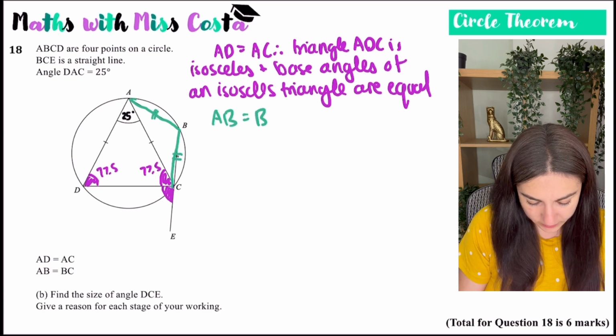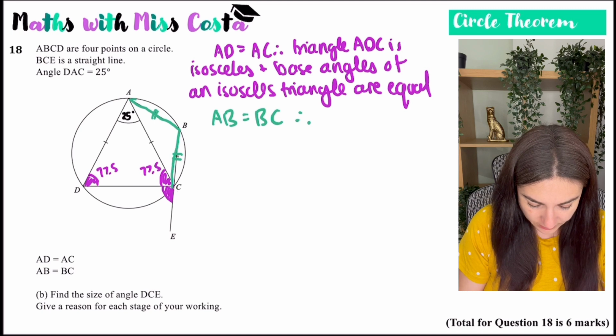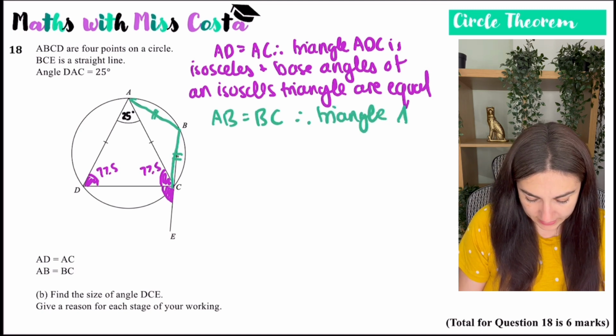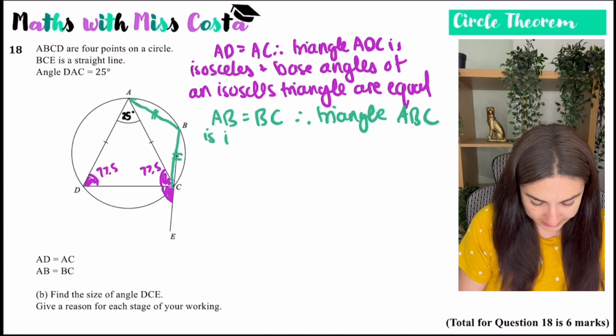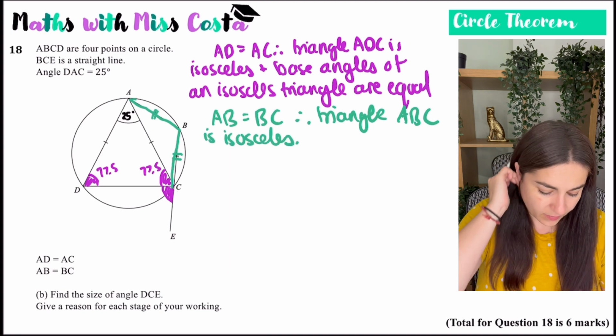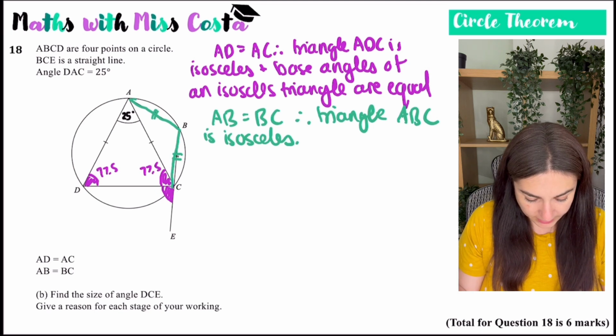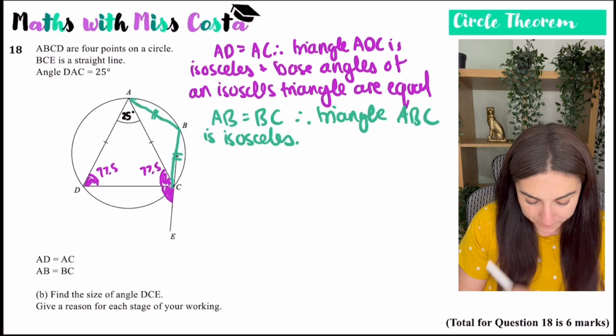AB equals BC, therefore triangle ABC is isosceles. So if I can work out any of the angles, then I can do stuff with them. So let's try and think outside the box.